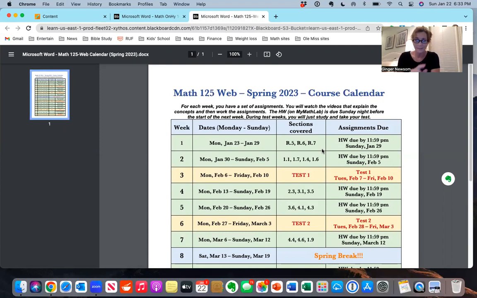Okay, the way I have it set up is for every week, I make the homework for that week due the following Sunday night at midnight. Okay, and then we'll start the next week. So this will be due next Sunday night. And then on Monday morning, we start week 2, which will cover 1-1 through 1-6. Okay, that will be due the following Sunday.